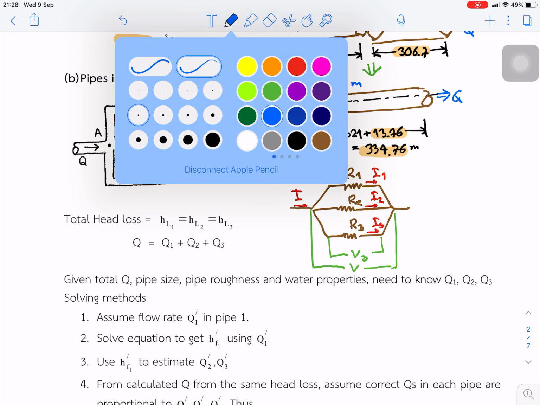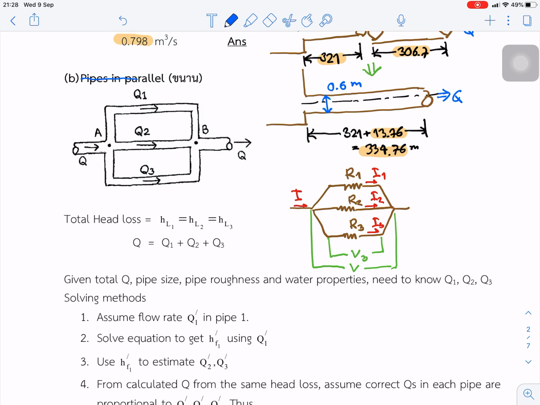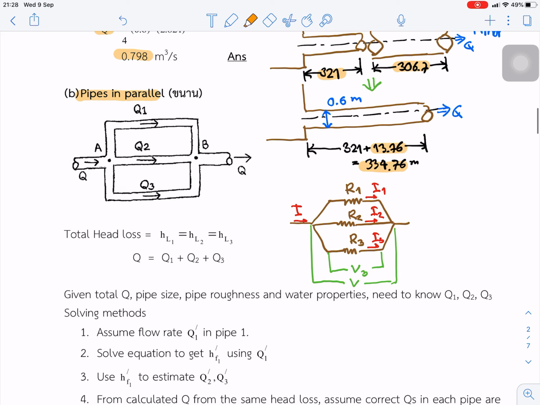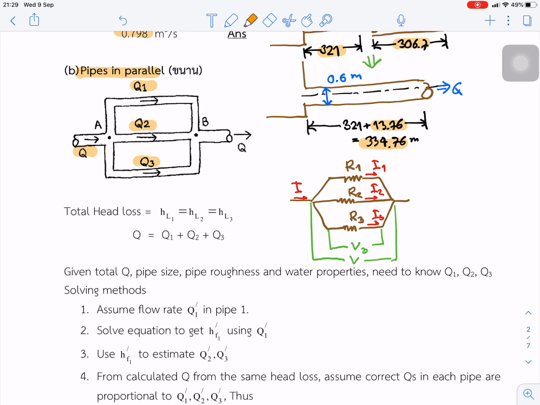Next topic is the pipes in series. Okay, pipes in series. This is the three pipes in series, Q1, Q2, and Q3, and it's from total Q from the point A. In this case, it's similar to the circuit.